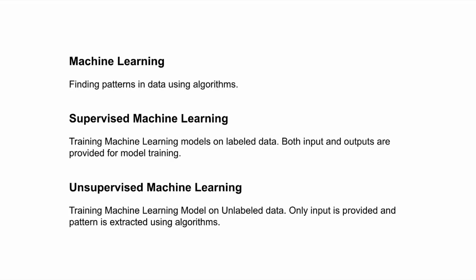So it means that the dataset on which we are training our model contains both input and output, and our algorithm finds patterns in that dataset. And then in unsupervised machine learning, we use unlabeled data for training our model. So it means that the dataset which we are using contains only the input values. And then we use an algorithm to find patterns in that data.